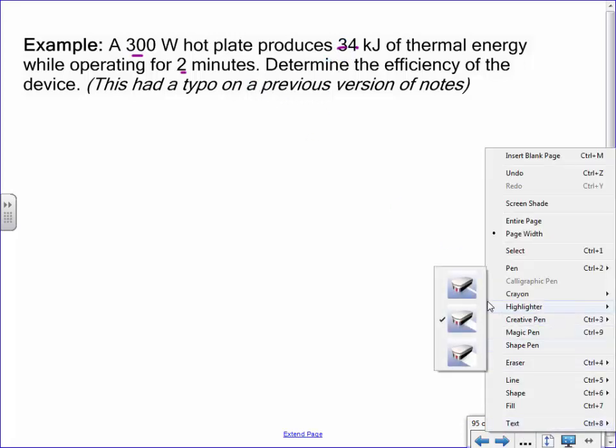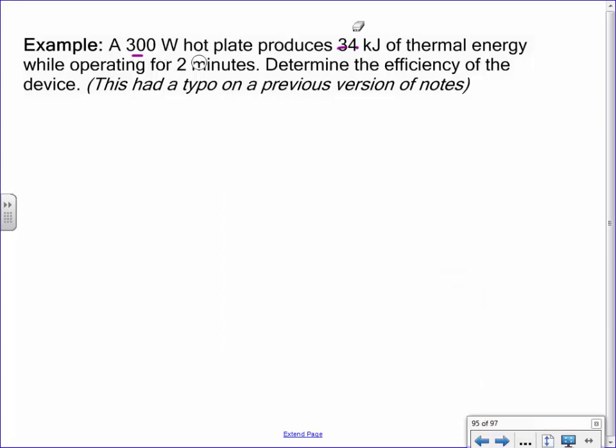I don't have the last page. Oh, you're missing the last page? Okay. There's only one more page, so let's write this by hand then.